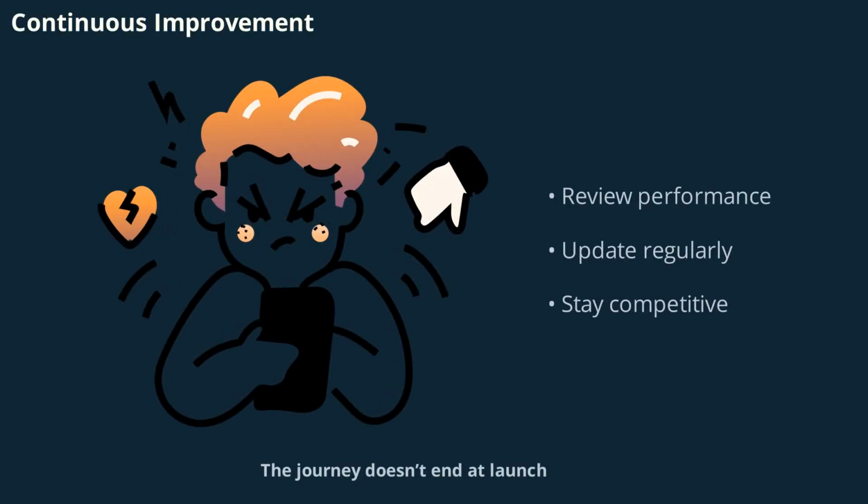Journey doesn't end at launch. Successful embedded projects are continuously improved based on user feedback and technological advances. Regularly review your product's performance, update features, and address any issues that arise. This commitment to improvement keeps your product competitive and relevant in a fast-changing market.